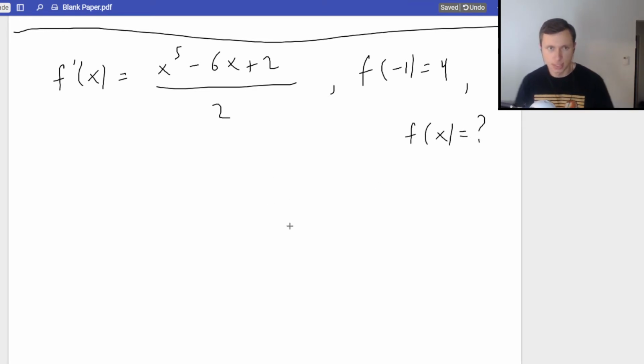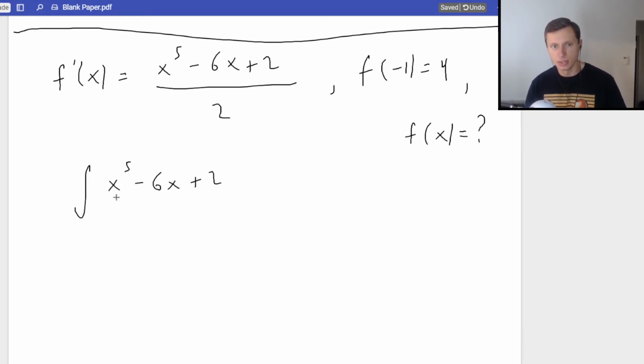One of the most important things to realize for derivatives and integrals: if I give you the derivative, then how do I find the original function? That's why we have the integral. So what I'm asking is, what's the integral of x to the fifth minus 6x plus 2, divided by 2, and let's find this integral first.